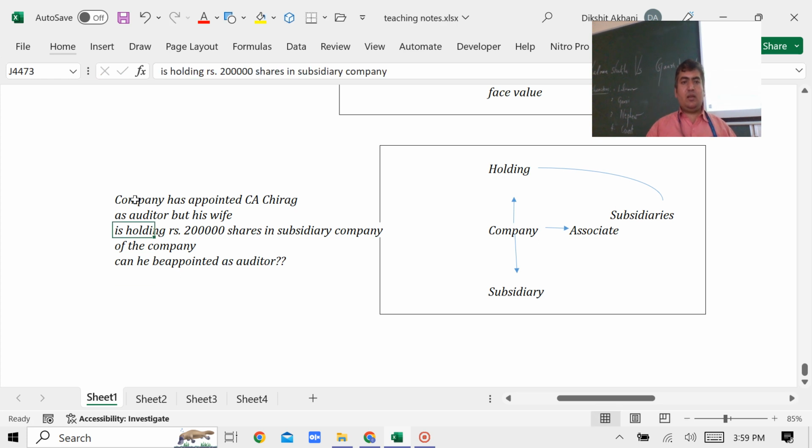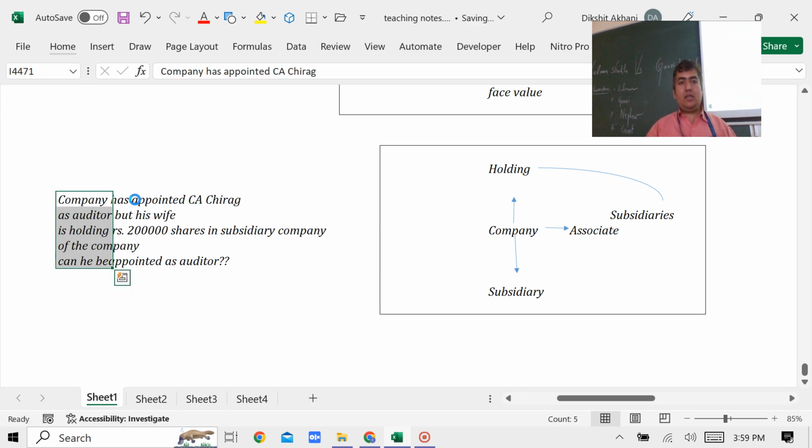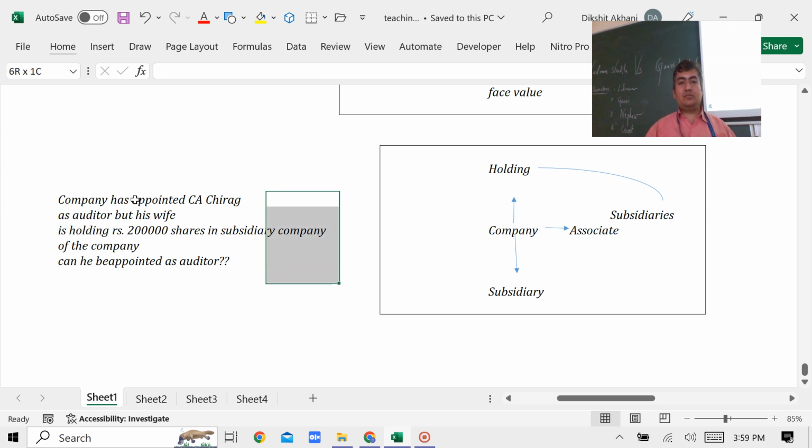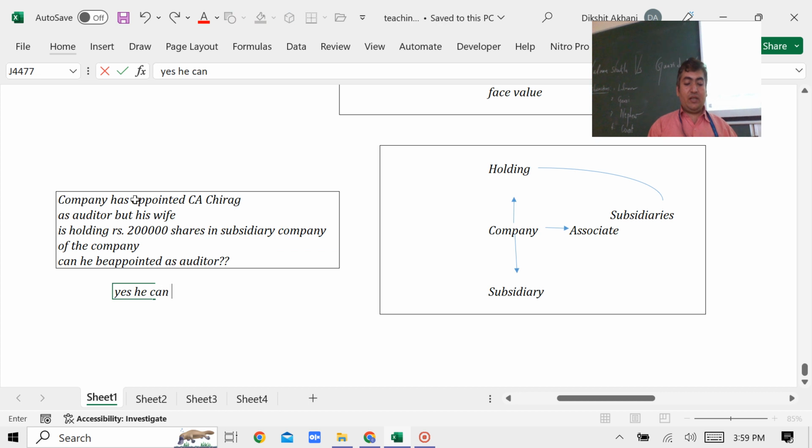Can he be, 2 lakh, I would say face value. Can CH Rao continue as the auditor or not? Bolo bhai, मेरे को ऑडिटर बनाओगे? ओके बच्चे, राइट डाउन. The answer to this question is yes. We can continue.